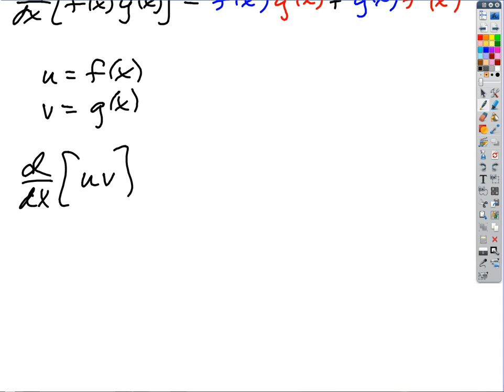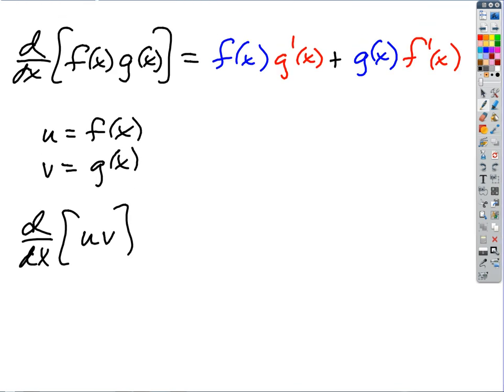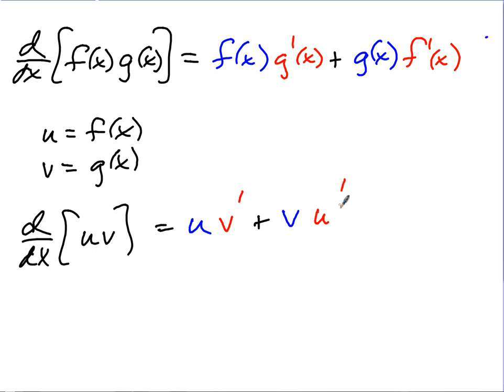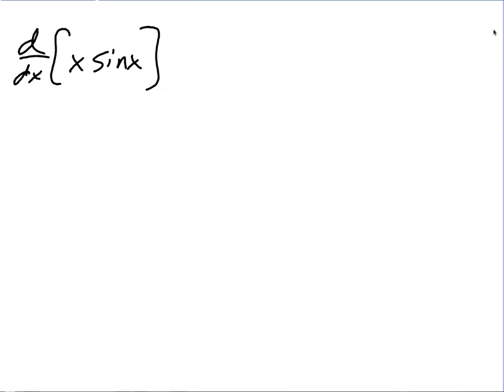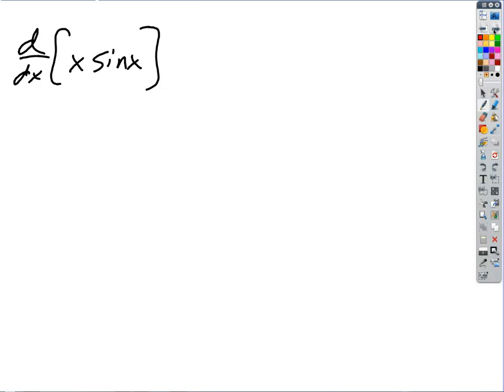What's our answer look like in terms of u's and v's? U, v. Good. It's u v prime plus v u prime. Much easier. All right, now let's apply our shortened version to this guy, one that we can only do using the product rule.